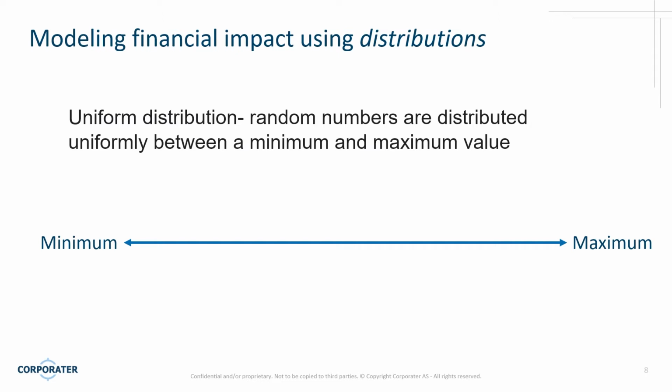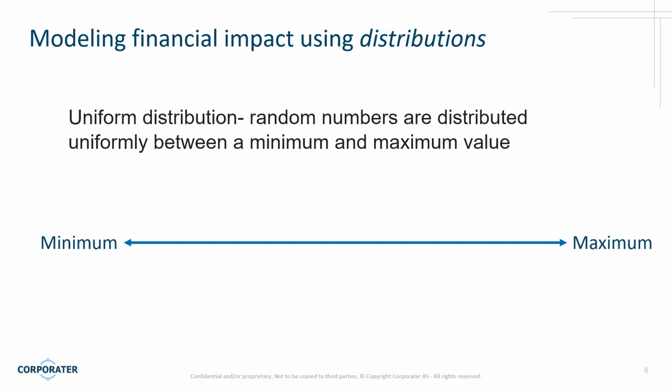This is another term that you start to hear in Monte Carlo simulations. It's the term distribution, and that defines how these financial impacts are distributed. And for the sake of simplicity, to start with, we'll focus on a uniform distribution. That's the simplest to understand. These are the normal random values that people are familiar with.